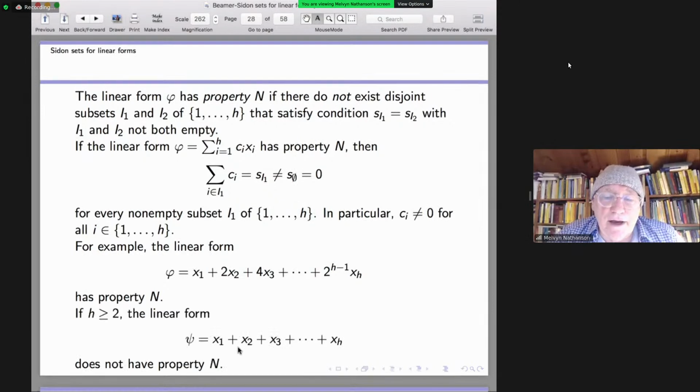And if you look at our favorite form, just the sum of the x's, this doesn't have property N. So you have to be very careful about this point. For this linear form, there is no Sidon set. But that's only because we consider order in our definition of a Sidon set for a linear form.